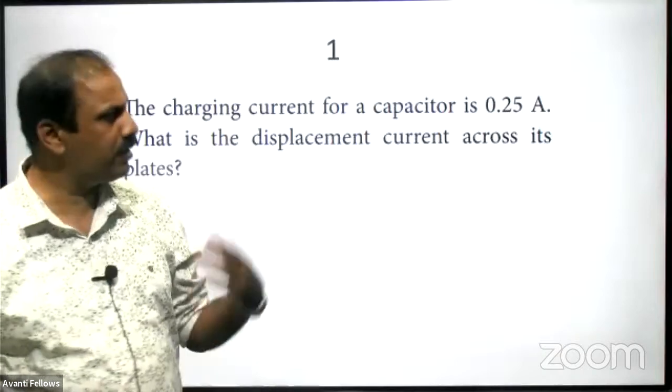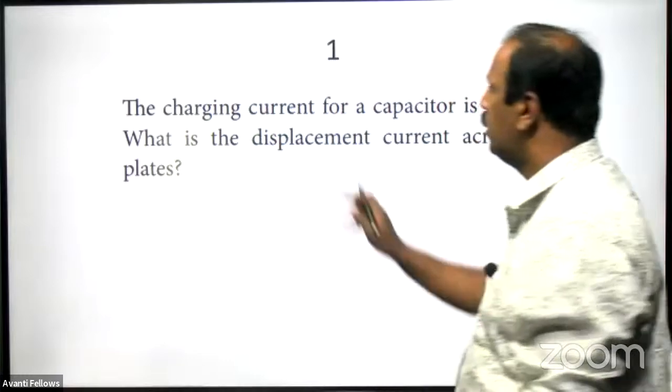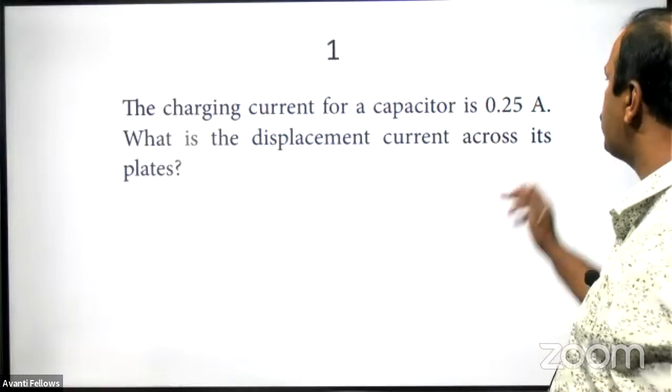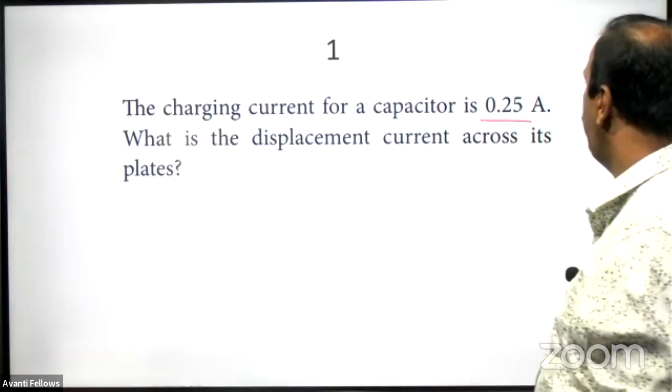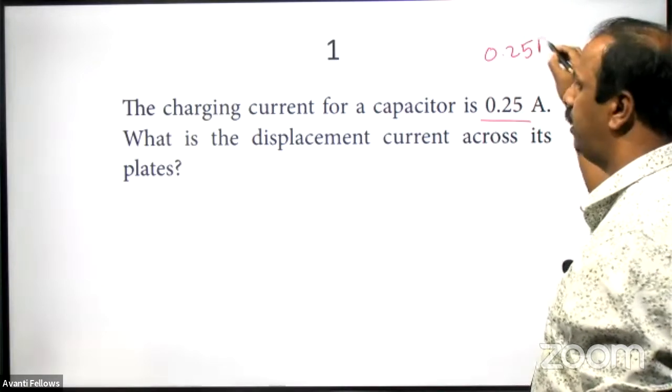Okay, so the first question, you can see here: the charging current for a capacitor is 0.25 ampere. So the charging current is given as 0.25 ampere.